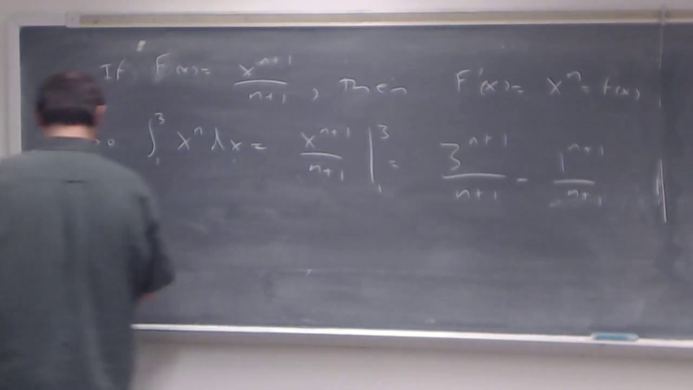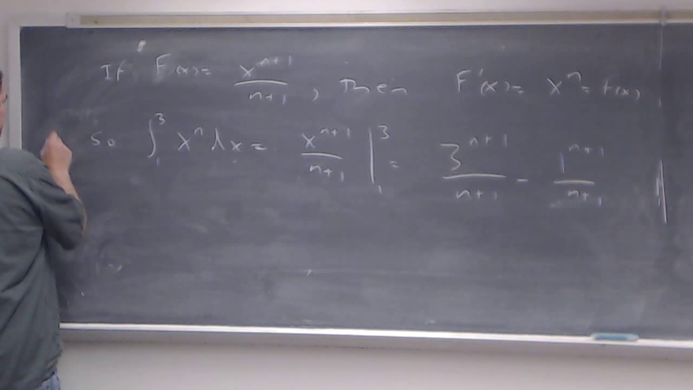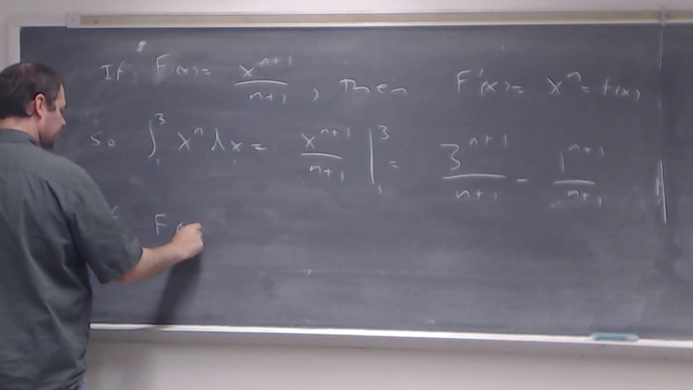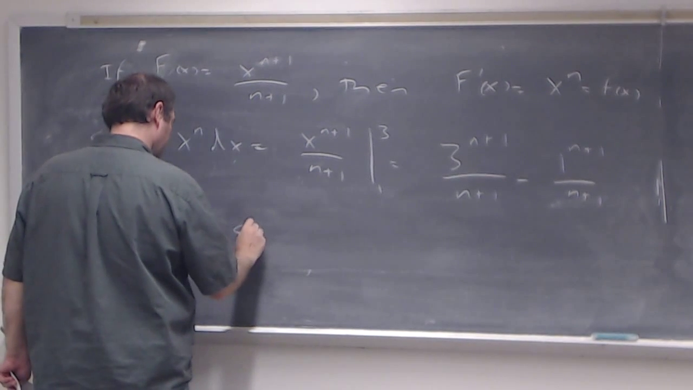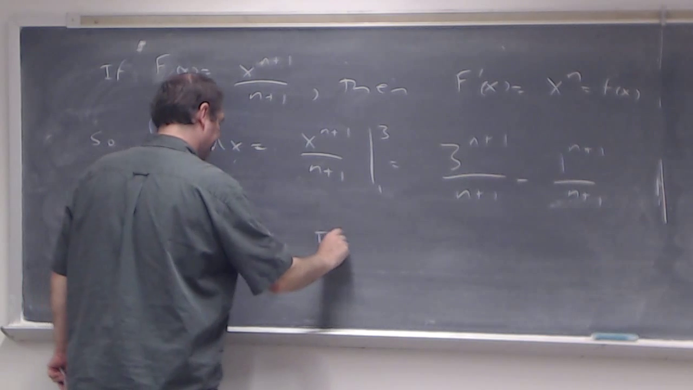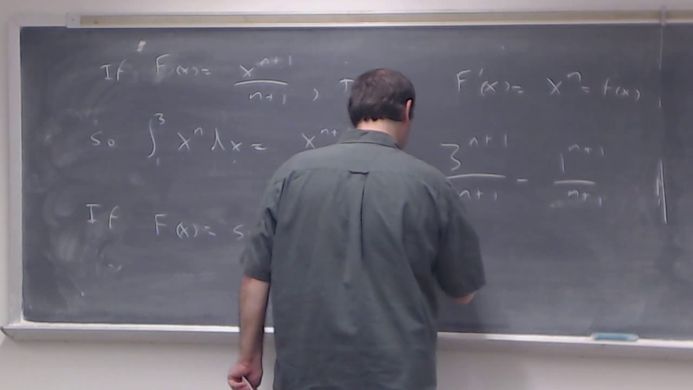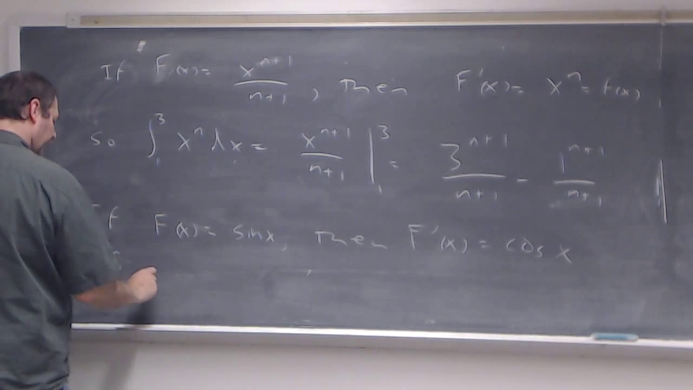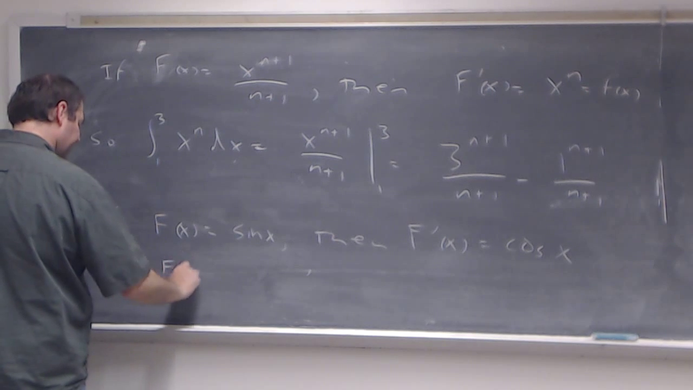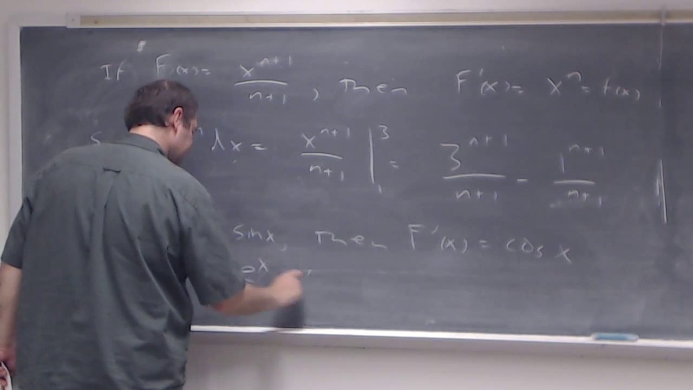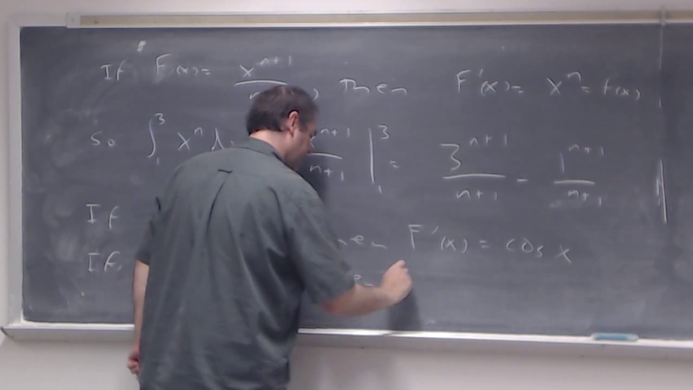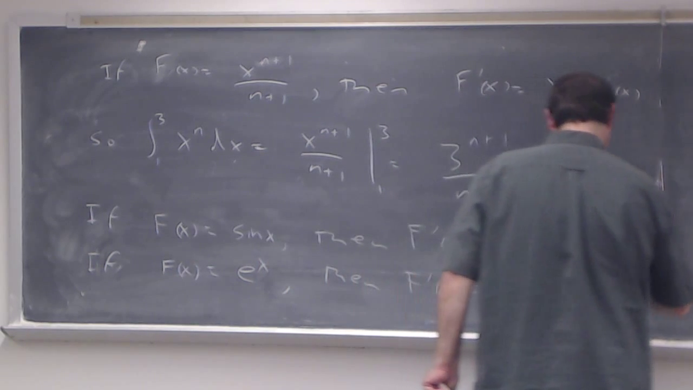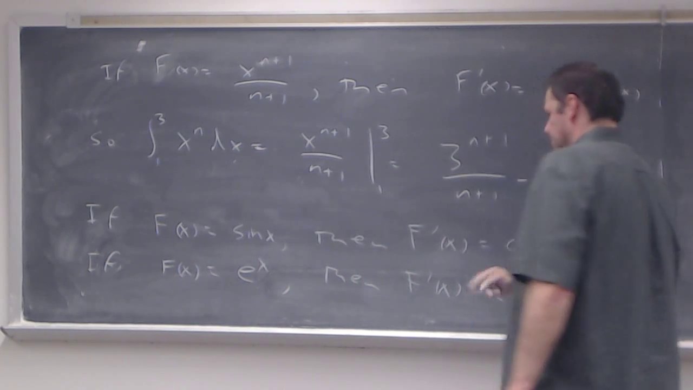Another thing is, if f(x) is equal to, let's say, sine of x, then its derivative will be the cosine of x. This could be helpful. If f(x) is equal to e to the x, its derivative will be equal to e to the x, and these could be little f(x) that we might be integrating. And we could use the fundamental theorem of calculus.